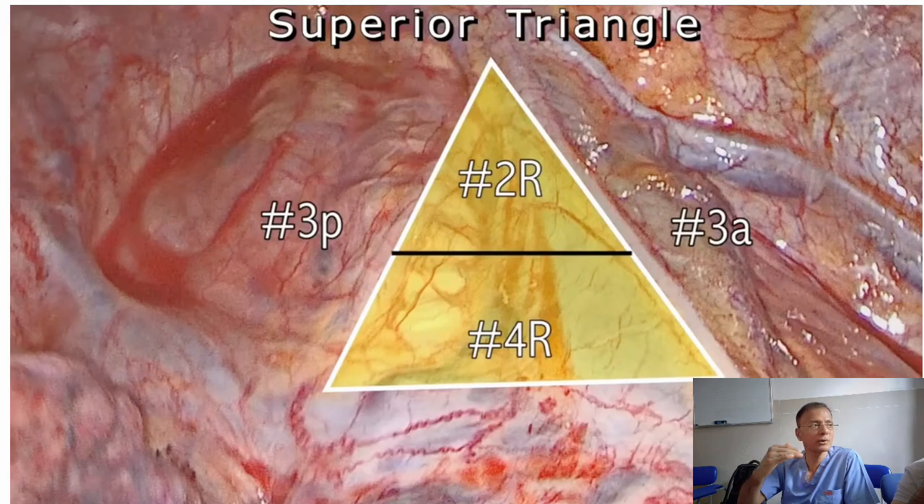Up to the upper border of the aortic arch, the upper margin, that is 2L, from the upper margin to the lower margin or pulmonary artery level, that will be 4L. On the right, what happens? On the right, there is the innominate vein. Up to its lower margin, thoracic level is 2R. From there to the lower margin of the azygous vein is 4R. Understood? Yes.